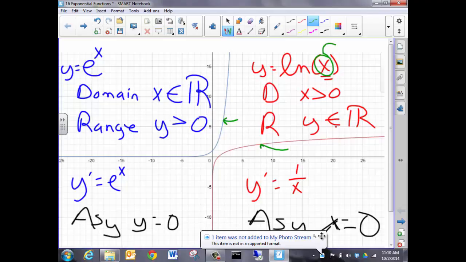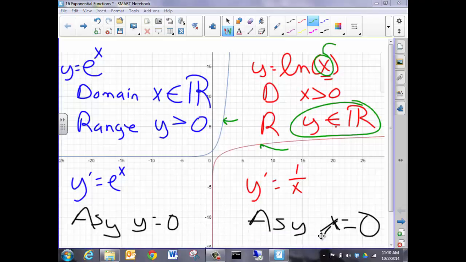Did you hear what I said? The argument has to be greater than 0, not x. So if it were an x minus 3 in there, your domain would be something different than that. What is the range? The range is all real numbers. We can get any kind of real number out of a logarithmic function. And it has an asymptote at x equals 0. The y-axis is an asymptote for the natural log function.